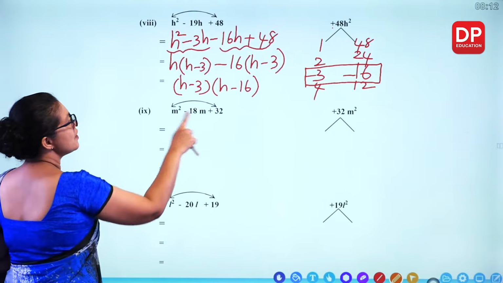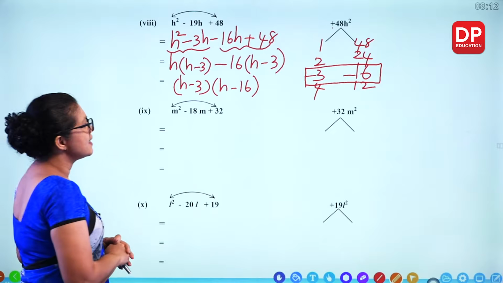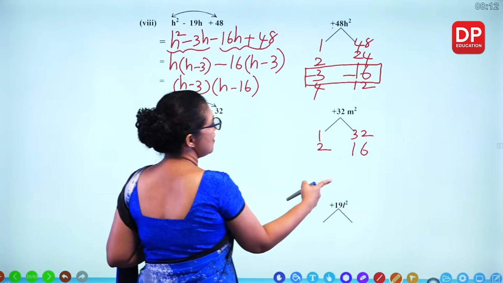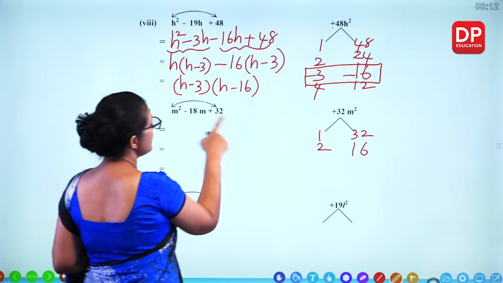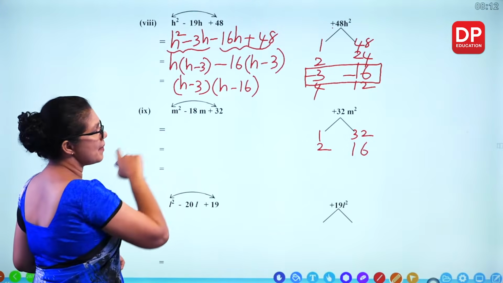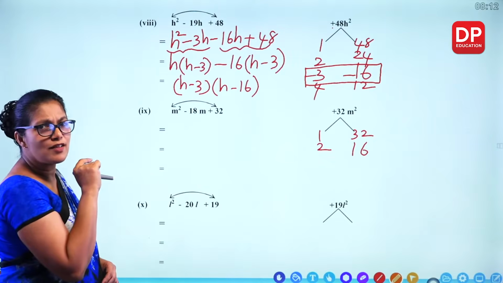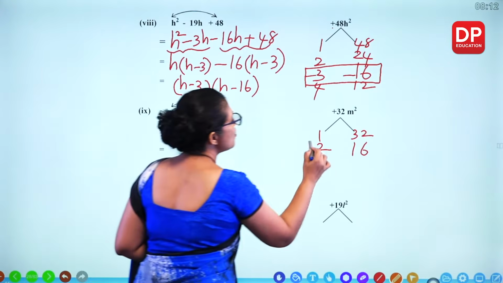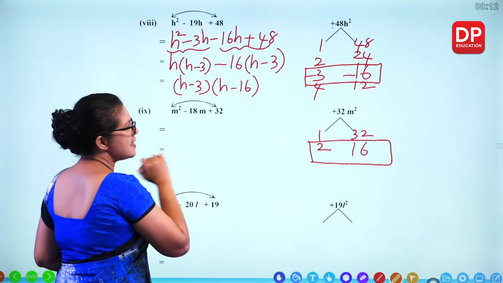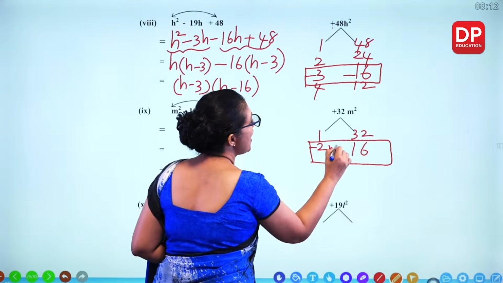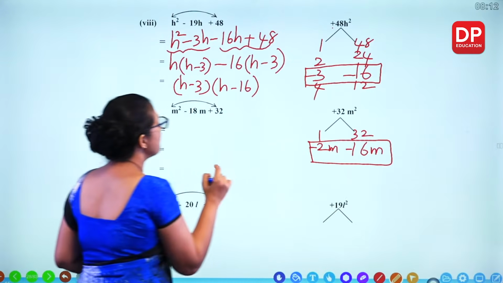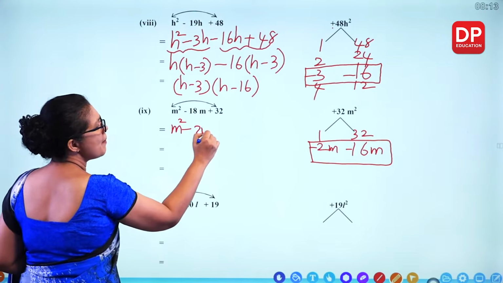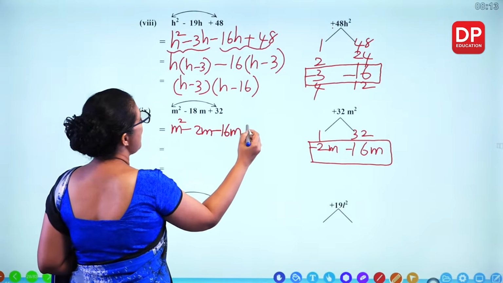Factors of 32 now to get minus 18. 1 with 32, 2 with 16. When you are trying to find factors, just see whether you get this number. We see that already it's there, so you don't need to find all factors. We can see 2 and 16 becomes 18. This should be minus 2m and minus 16m. So the factors are minus 2m and minus 16m.